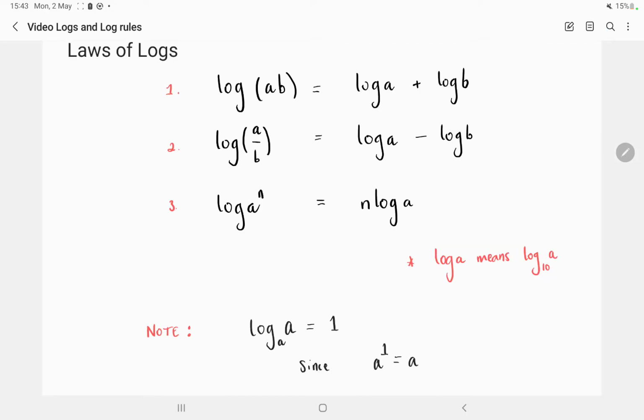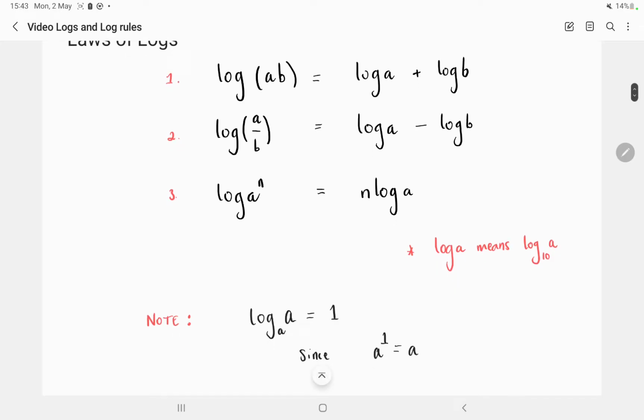Now on to the laws of logs, and these allow us to rewrite logs. So if I have log of a times b in brackets, well then I can separate that into two separate logs that are added together. So log of a times b is equal to log a plus log b. Log of a divided by b in a bracket, I can separate that into two separate logs, but with a subtraction, where it's log a subtract log b. And finally, log a to the power of n, I can rewrite that as n log a. Notice that when we say log without a base, that means that it's log to the base 10.